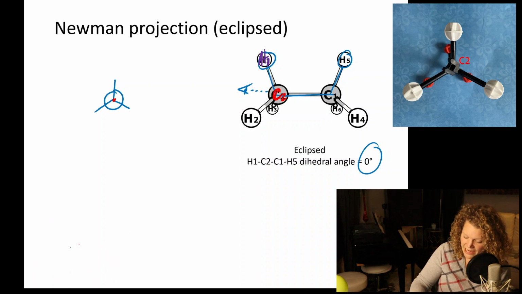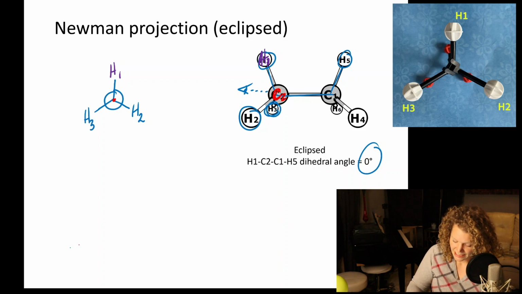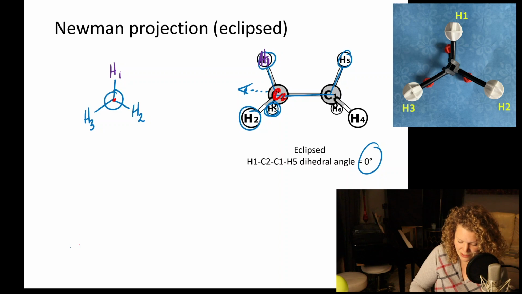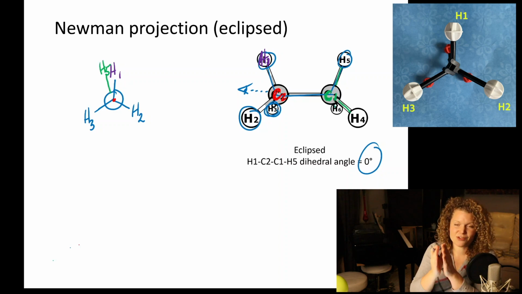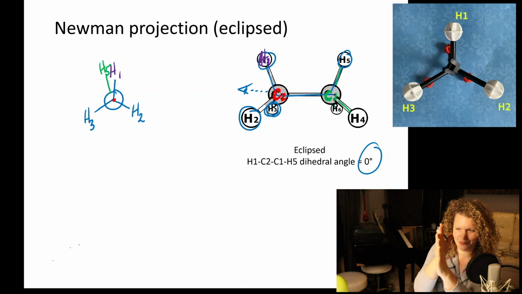All right, so we have H1 going straight up. Here's H1. H2 in this blue is coming out towards us. And H3 that's behind is here. Okay, now we're going to go back to C1, which is right behind this red dot. C1 is right behind this red dot. And so when you draw this, you're just going to push the line over a little because you don't want to draw it right on top.